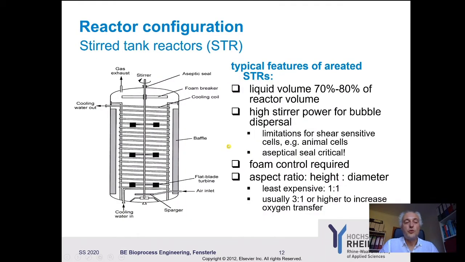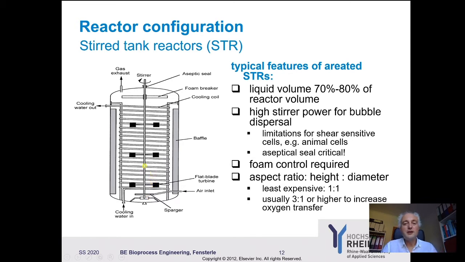So what you have of course heard already a couple of times, and what you already know, is how a stirred tank reactor looks like. And this is a typical feature of an aerated stirred tank reactor. We have a liquid volume of 70-80% of the reactor, so it's not completely filled because we don't want to have the foam outside of there. And you see here we have a mechanical foam breaker. We have things here where we can cool the reactor, baffles, sparger, and of course our stirrer.